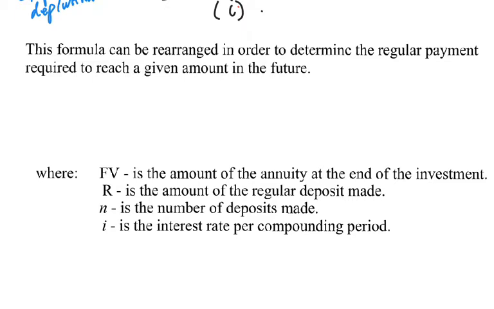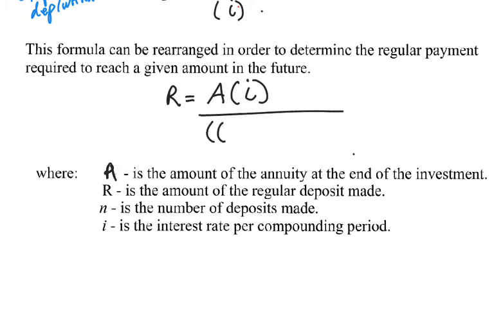Now what we're going to do today is rearrange this formula to figure out the actual regular payment required for each given amount in the future. If we know the final value, we should be able to rearrange this and find the deposit. We're going to call that R is equal to A, bracket i divided by bracket 1 plus i to the n minus 1 bracket, where A is the amount of the investment, R is the amount of regular deposits made, n is the number of deposits made, and i is the interest per compounding period.